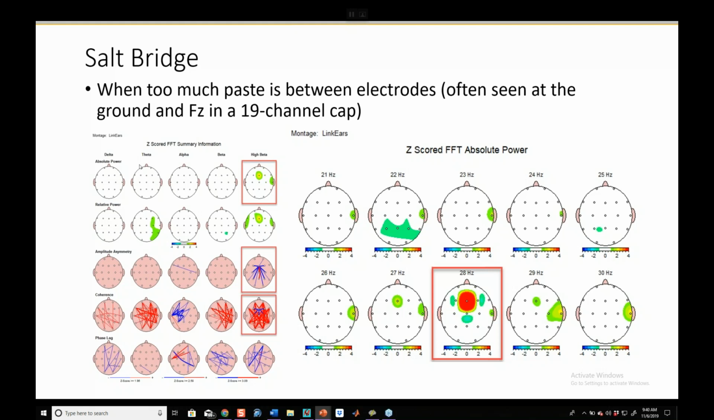And what it's causing is, in the summary page, amplitude asymmetry. It says, oh man, that FZ is much bigger than the other spots in the head. Well, not really. I mean, we just have an artifact. And in coherence, see the blue part in the hypercoherence, that's phony as well. So beware the salt bridge.